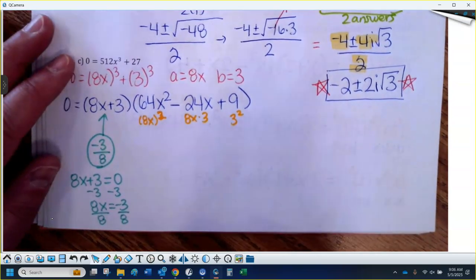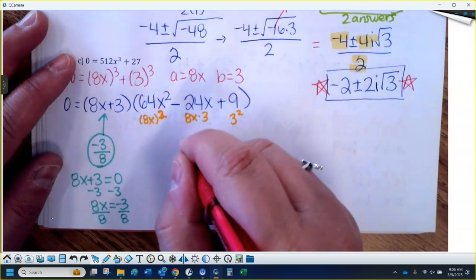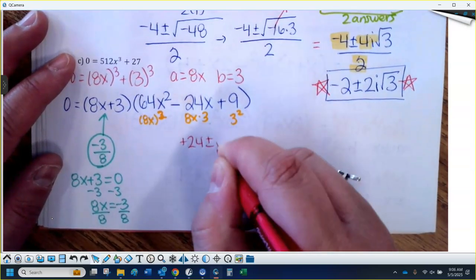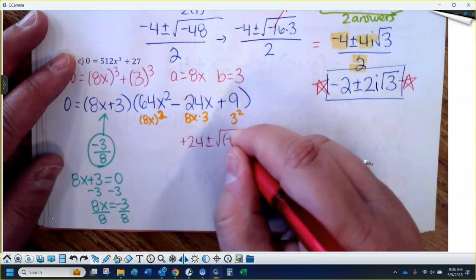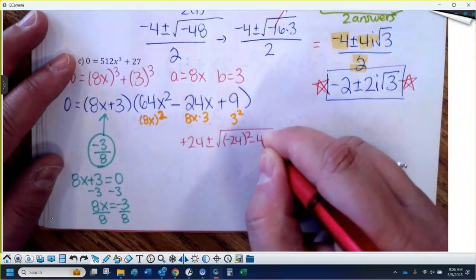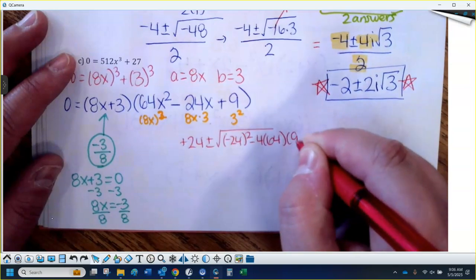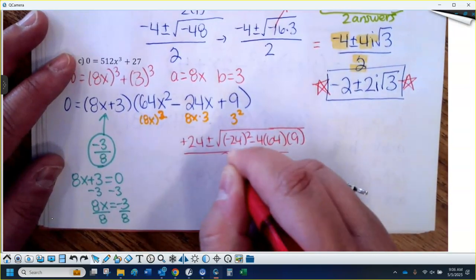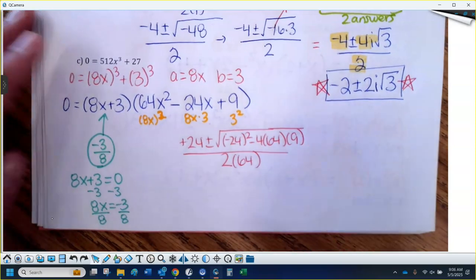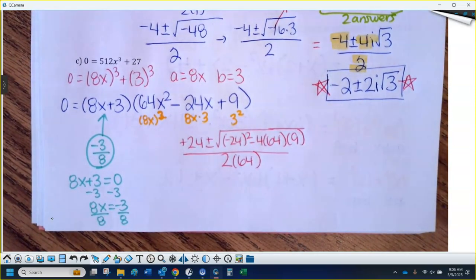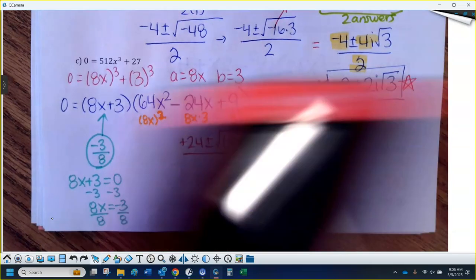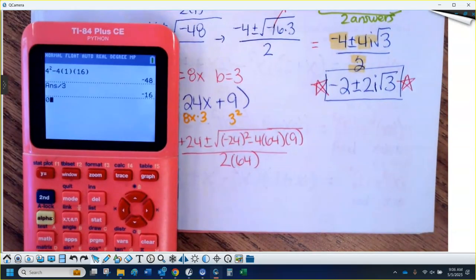So I'm going to do opposite of b, so it'd be positive 24, plus or minus, square root. B squared is negative 24 squared, minus 4 times 64 times 9, everybody over 2a, which in the last two questions we did, the a value is just 1, so we just had a 2 on the bottom. This one, in front of your x squared, you got a 64, so we're going to have a different number on the bottom.